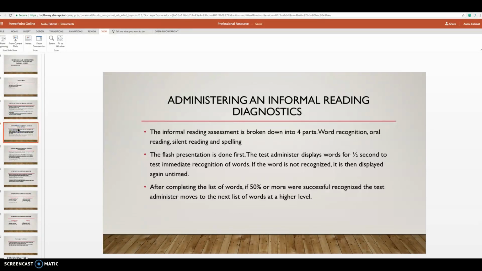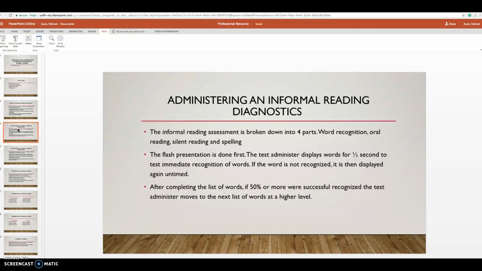So administering an informal reading diagnostics test. The test is broken down into 4 parts: word recognition, oral reading, silent reading, and spelling. And so the first part that we start with is the flash presentation, which is that word recognition that I was talking about. The test administrator basically displays a word for half a second, and in this half a second, the child is either going to recognize the word and say it or not. And if they're not able to recognize the word, it is then revealed again in an untimed setting.